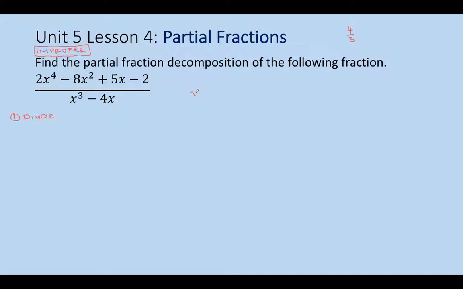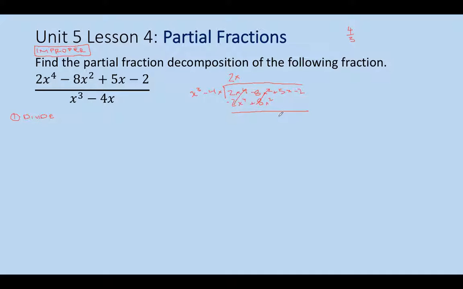That's something that we've done throughout this year. We've got x cubed minus 4x, and inside the box we've got 2x to the 4th minus 8x squared plus 5x minus 2. We think to ourselves, what can I multiply x cubed by to get 2x to the 4th? The answer is 2x. Then we do the multiplication, so we get minus 2x to the 4th. We multiply and then change the sign. Then 2x times negative 4x would be negative 8x squared, and changing the sign we get positive 8x squared. You'll notice that these things both cancel out.